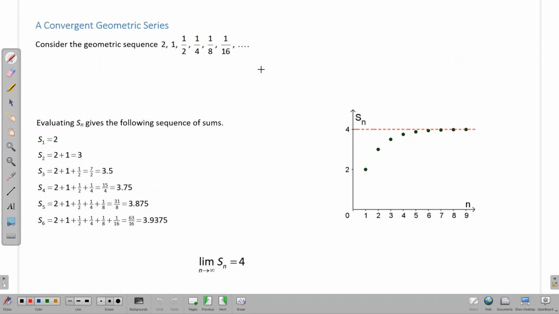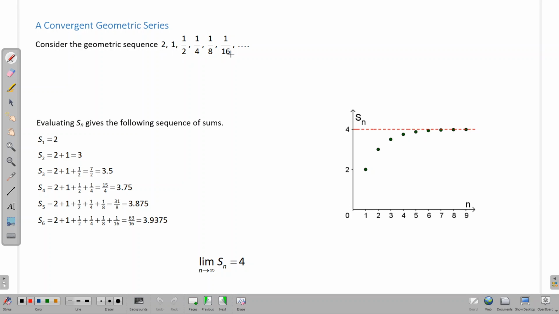Now, intuition would say that that's not going to have a sum. That's just going to blow up to an infinite number. However, there are certain conditions where it will actually have a sum. So let's look at an example of what we mean by a convergent infinite geometric series.